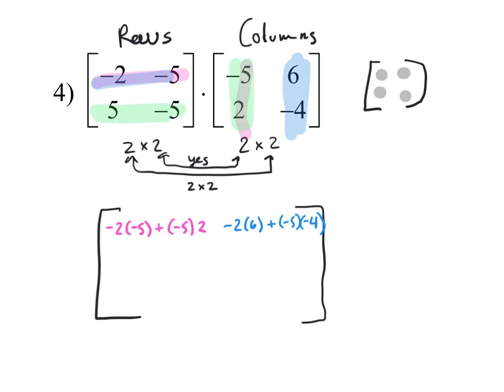Second row, first column. 5 times negative 5 plus negative 5 times 2. Awesome. And then last, what do we do? Second row, second column. So what's first? Plus negative 5 times negative 4. Awesome. Alright, now we just got to do the math inside.